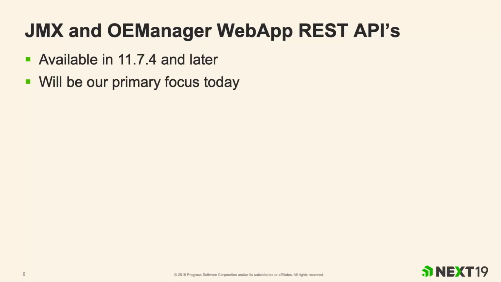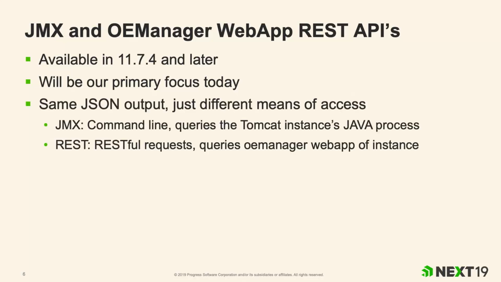These will be our primary focus today, one more so than the other, but I'll get to that in just a minute. The reason why these are lumped together is they're both going to produce the exact same output. It's going to be a JSON payload that describes the metrics that we're accessing. It's just two different ways of getting to that data. In JMX, you would create a query on disk and you would run a particular binary that's going to talk to the Java process for Tomcat, and it's going to query that process to get its information, whereas the REST APIs are pretty much what they sound like.